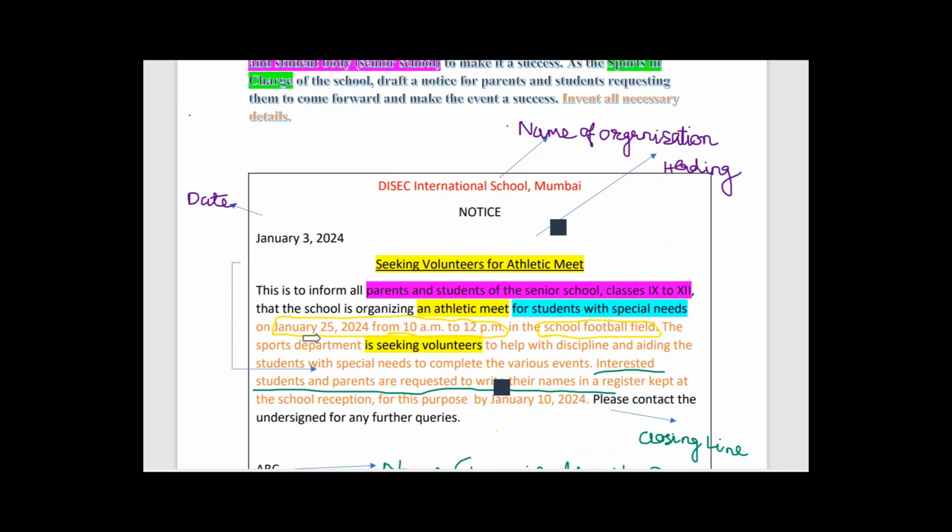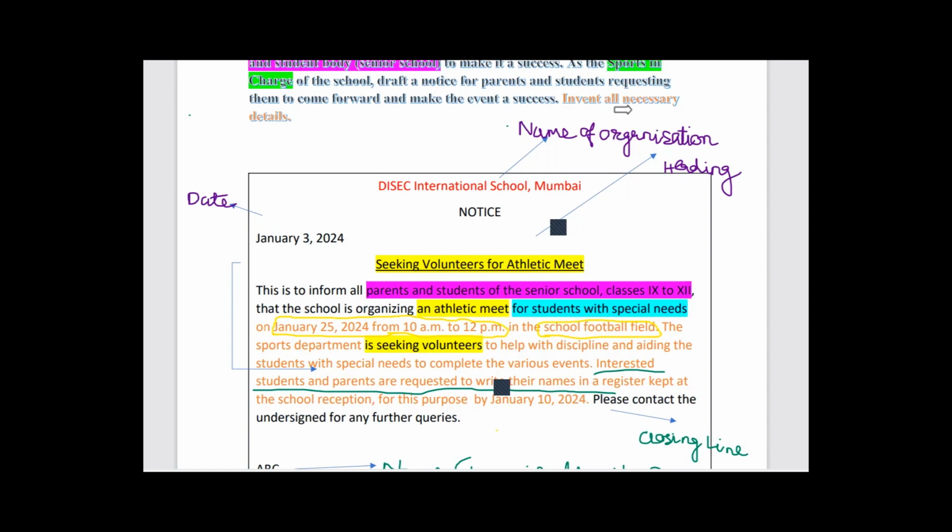It's on January 25. We mentioned the month, we mentioned the date, and we mentioned the year. Do we mention the time? Yes, we have mentioned the time duration. And where is it? We have mentioned the venue, that it's in the school football field. Now, what is the purpose of the notice? So we have drawn attention, we have mentioned what it is all about, we have mentioned DTV, and now we come to the purpose. The purpose of the notice is seeking volunteers.